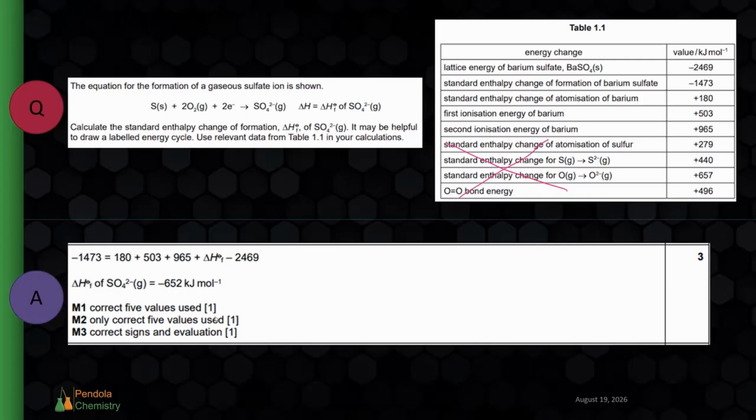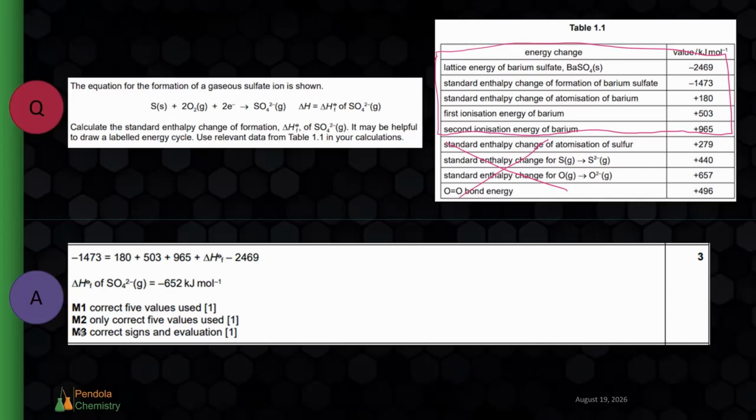Only correct 5 values used. So the first point is for you using the 5 values that were correct. So it's for you using these 5 values right here. The second point is for not using the other 4. So if you use the first 5, you could still get a point, even if you use one of the other 4, because the second point is only for using the correct 5 and not using anything else.